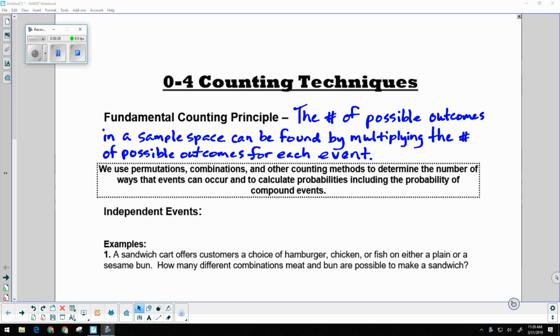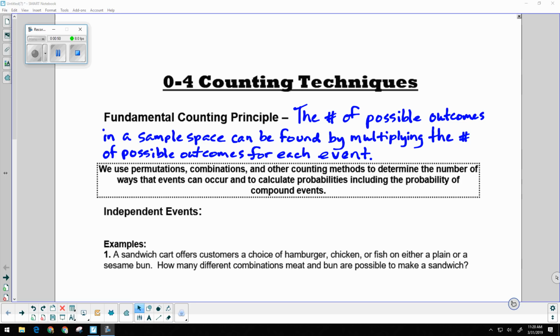I'm not going to spend a lot of time. I'm just going to talk through it a little bit and then move on to the examples. So you may have to pause the video when we get those definitions in order for you to get things written down. Okay, so the fundamental counting principle is the number of possible outcomes in a sample space. It can be found by multiplying the number of possible outcomes for each event.